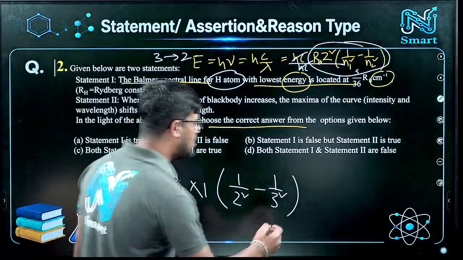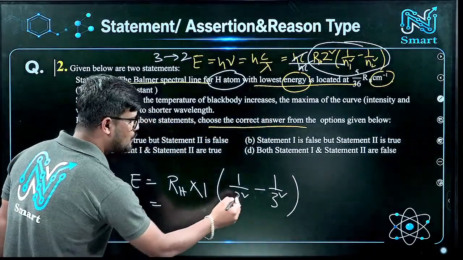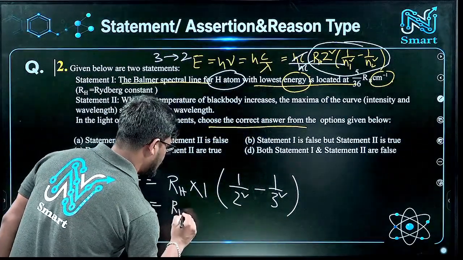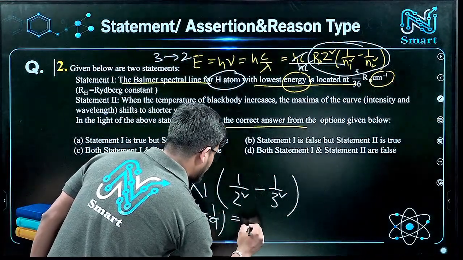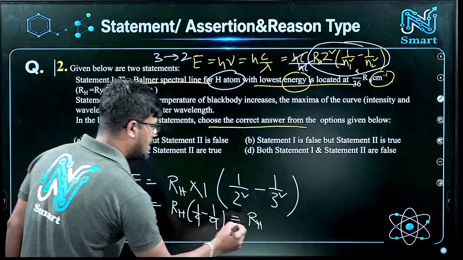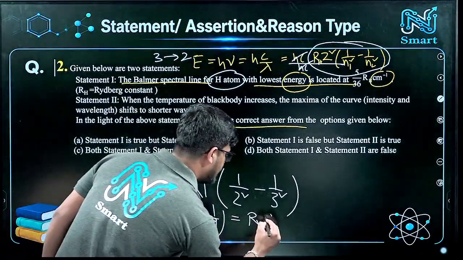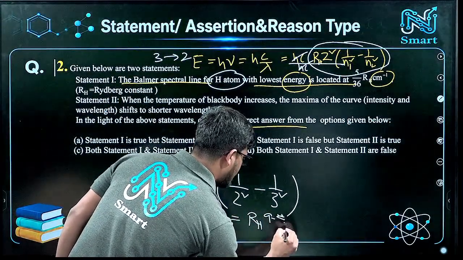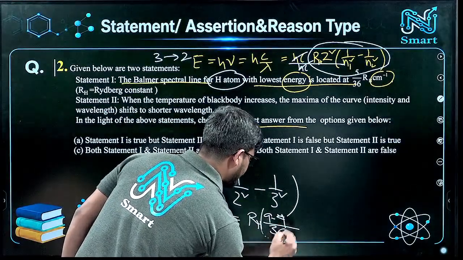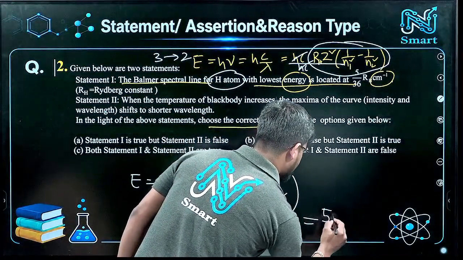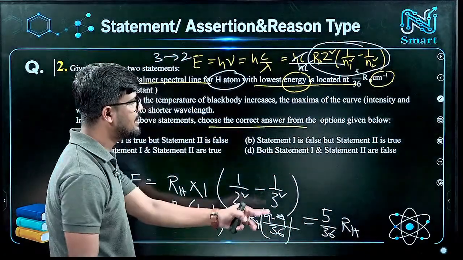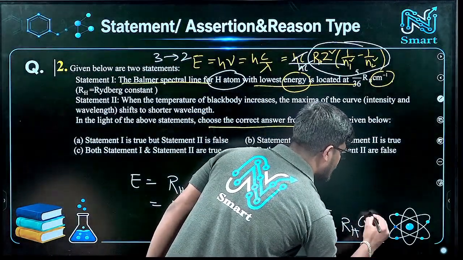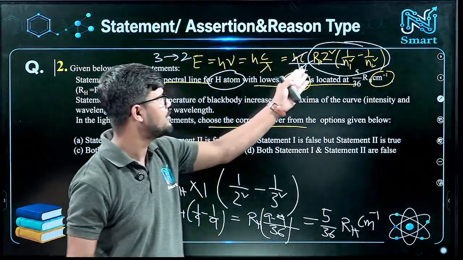This will be the calculation. Now if you calculate, what you will get? So 2 square means 1 by 4, RH into 1 by 4 minus 1 by 9. So you will get RH into 9 minus 4 divided by 36. So basically you are getting 5 by 36 RH. Yes. And here the unit will be centimeter inverse, because already we divided that entire equation with hc.